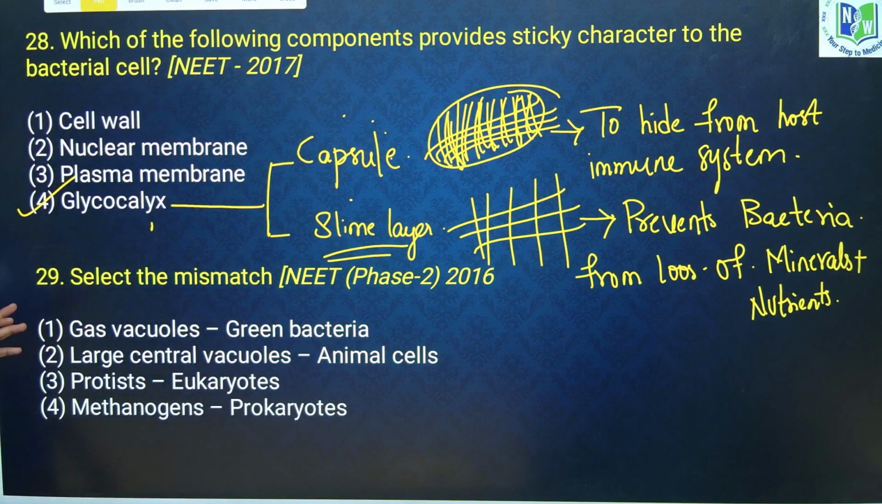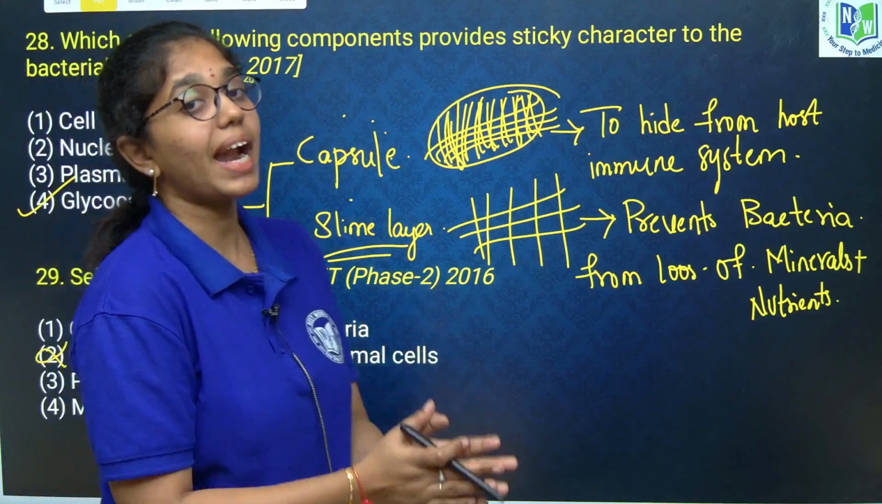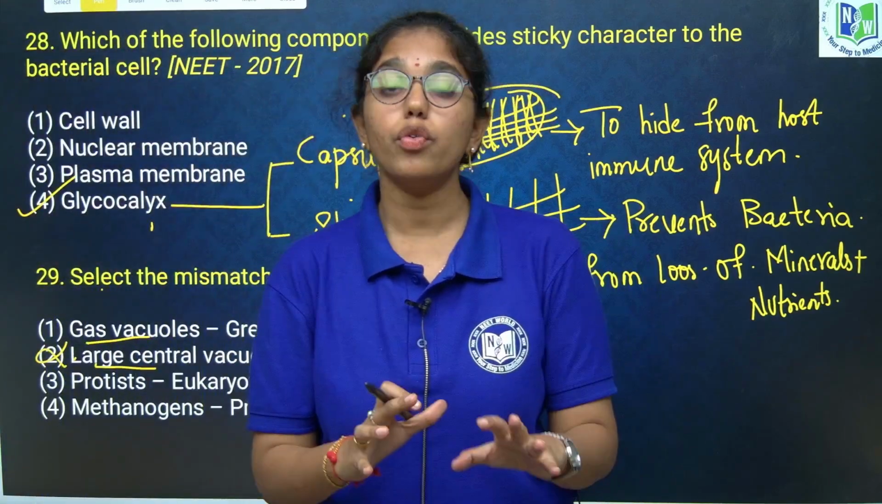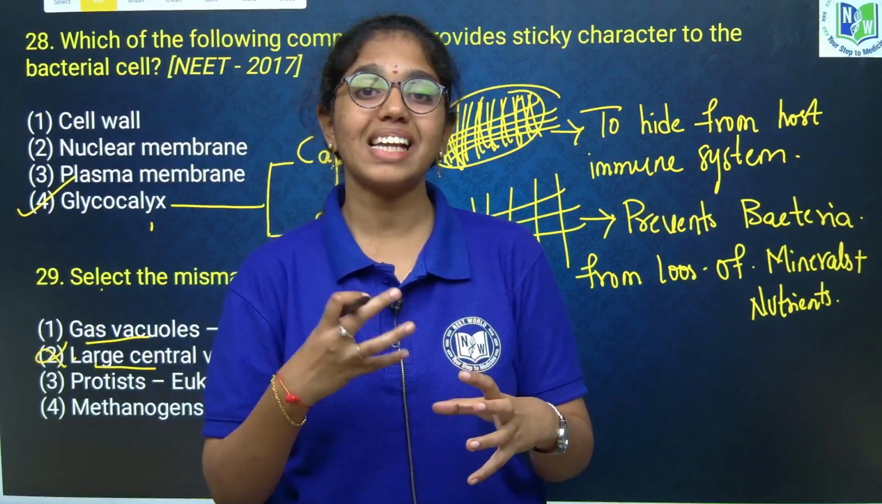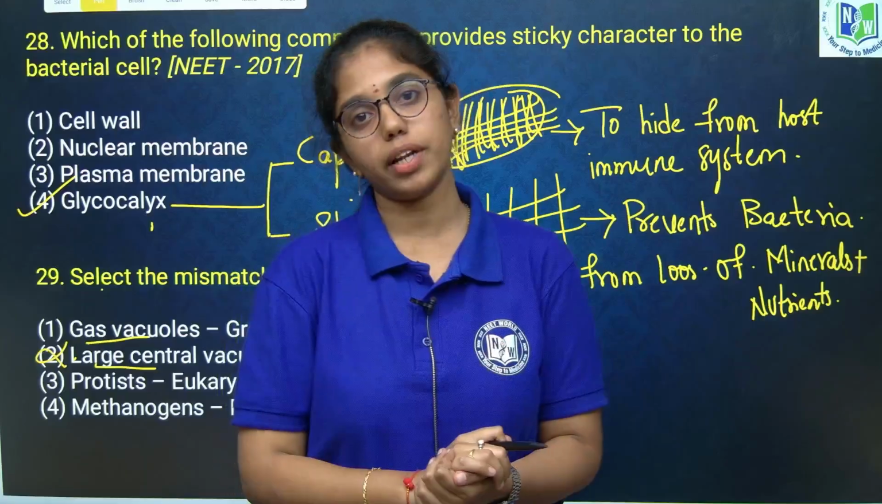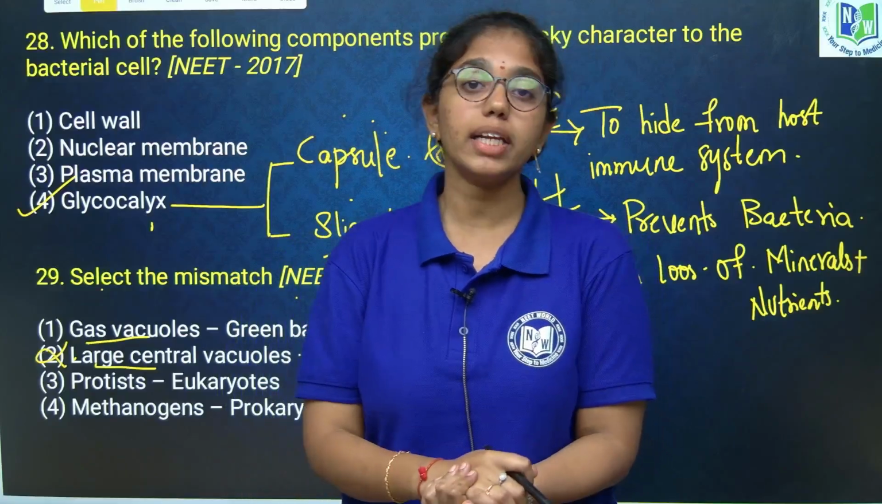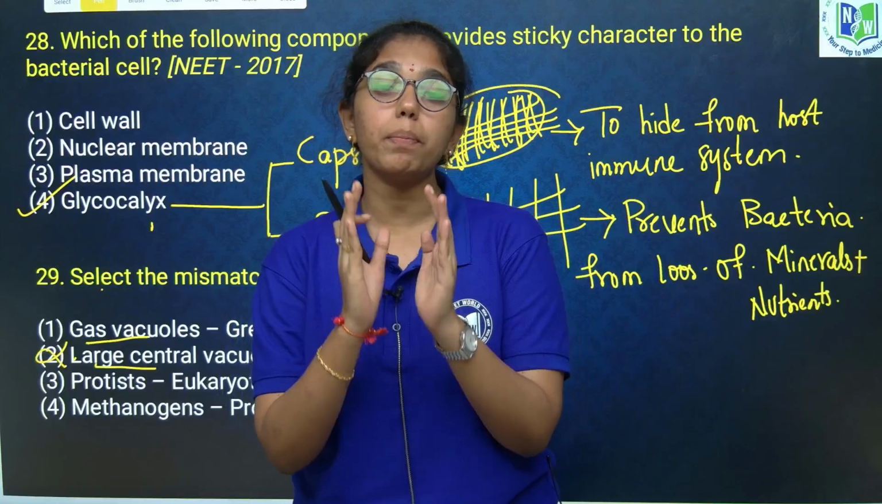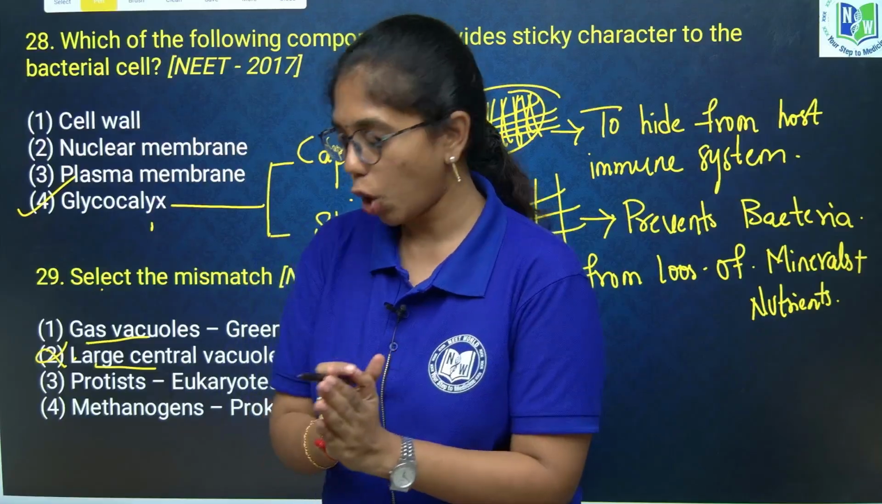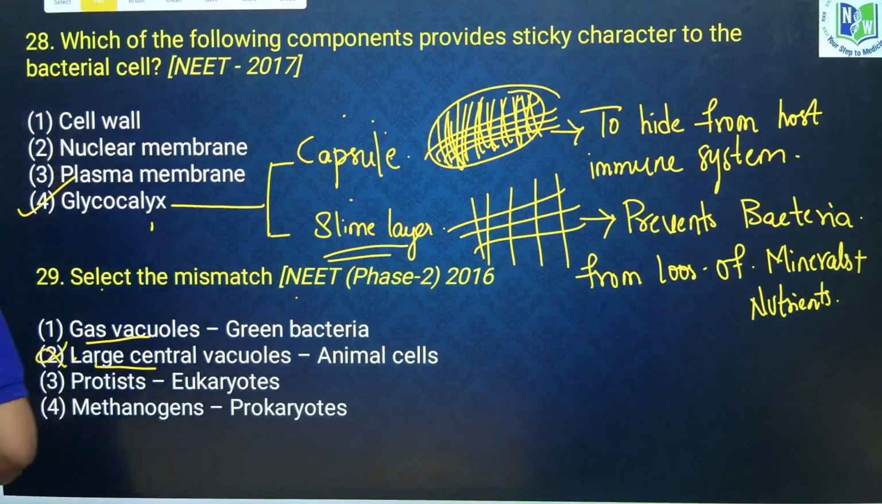Next question appeared in 2016. Select the mismatch. Gas vacuoles in green bacteria, large central vacuoles in animal cell. Just by looking into it, you can strike it off, because large central vacuoles are present in plant cells as they cannot move. All the excretory products and sap of the cell is stored in the vacuole. That is why the vacuole in a plant cell will occupy 90% of the space of the plant cell. Okay. Next question.